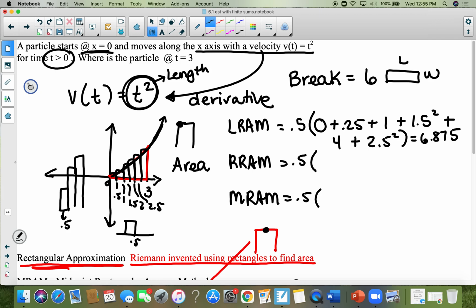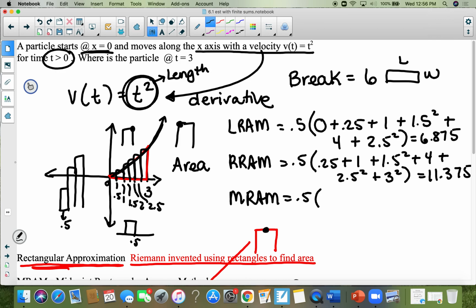And then if you do the right RAM, you start on the right side, and if you look at the rectangles, you're using the first right point, and the first right point is not 0, it's 0.5, 0.25. And then after 0.5 is 1 squared, and then it's 1.5 squared, then it's 2 squared, then it's 2.5 squared, and then it's 3 squared, which ends up equaling 11.375.